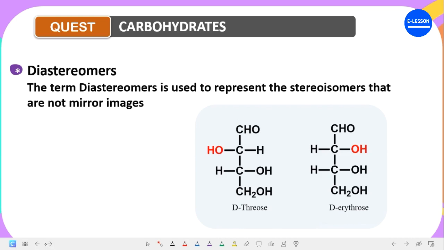Now, let's move on to the next one, diastereomers. The term diastereomer is used to represent the stereoisomers that are not mirror images. They are stereoisomers that are not what? Mirror images. Now, we say for something to be a stereoisomer, first of all, it must have a chiral carbon center.